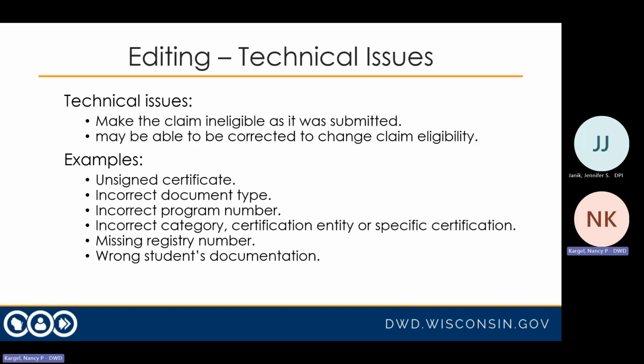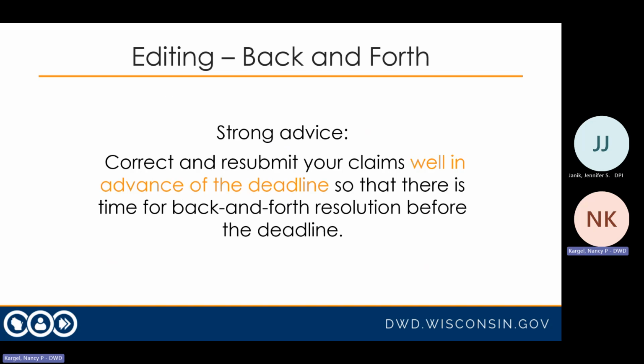You've heard me mention technical issues and might be wondering what they are. Technical issues are features of a claim that make them ineligible, but if corrected, the claim might be eligible. Examples of technical issues are unsigned or undated certificates, incorrect document types, such as a grade report being provided instead of a transcript, or a score report provided instead of a certificate. It could be an incorrect program number, an incorrect claim category, certification entity, or specific certification selected for the document that was provided.